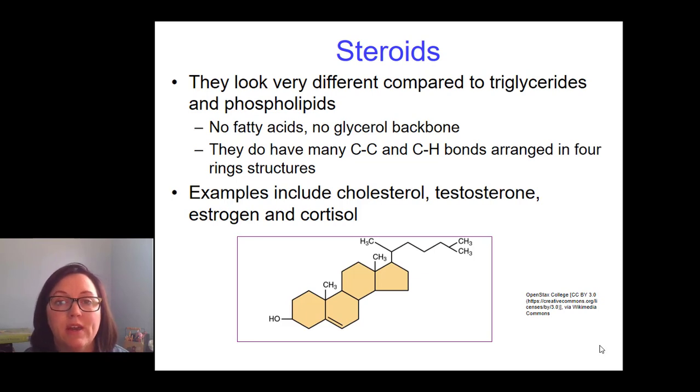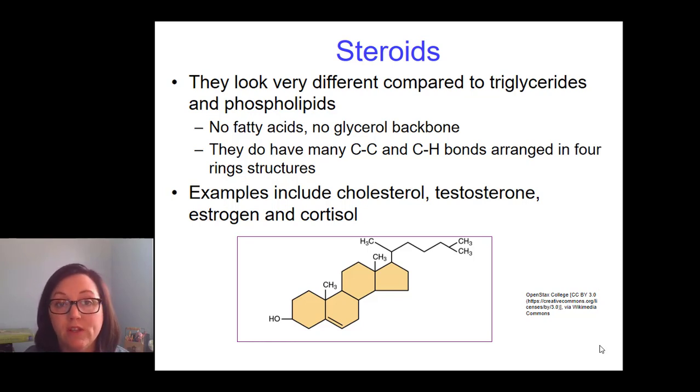The last lipid we're going to look at are steroids. And as I mentioned before, the steroids look very different compared to the other lipids like triglycerides and phospholipids. They don't have any fatty acid chains to them. And they do have multiple carbon-carbon and carbon-hydrogen bonds, making them very hydrophobic. But these carbon-carbon bonds are found in ring structures rather than in long chains. So a steroid typically has 4 ring structures and then some other groups attached to it.